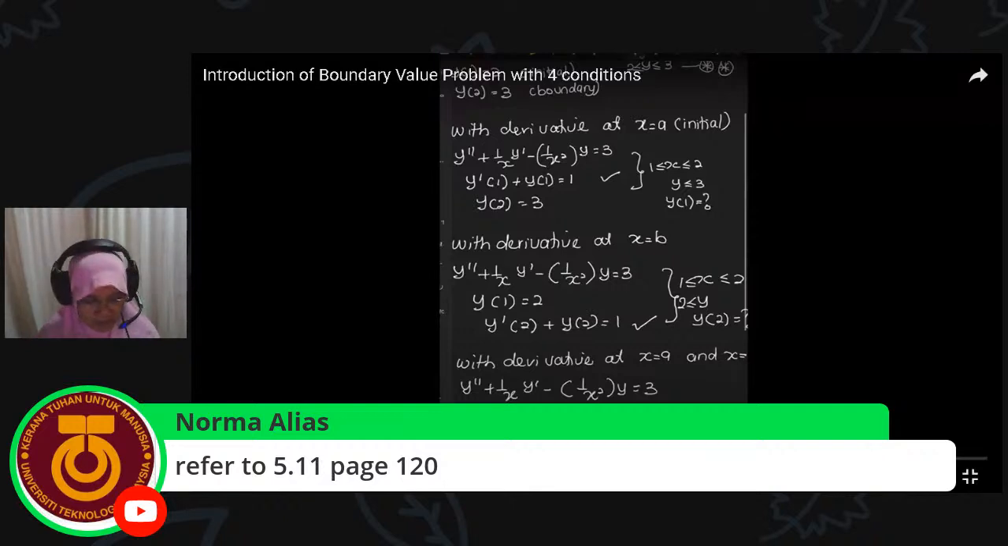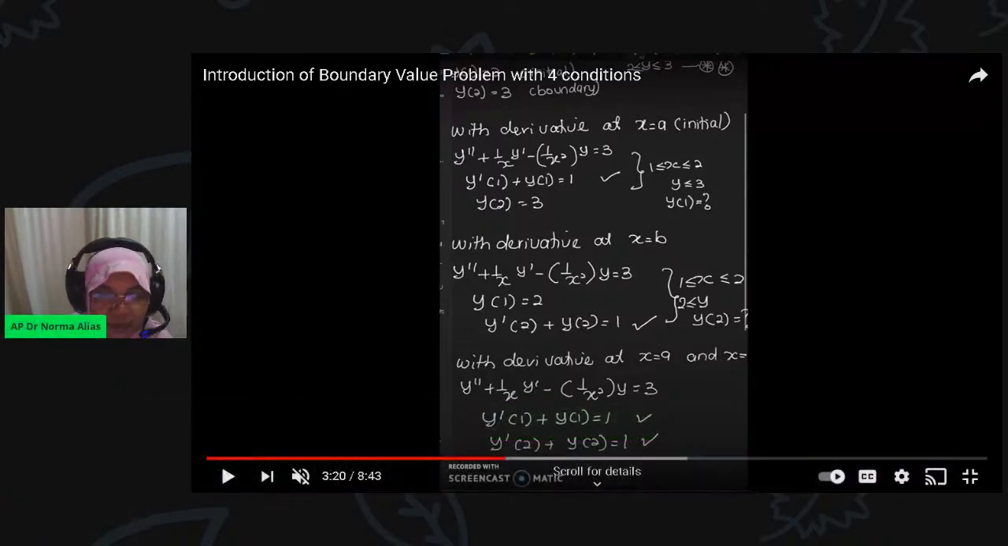And then another one, for the boundary value problem, you need to apply this. In this case, you need to use the center 3-point derivative, which is 5.8. Refer to 5.8, page 108. What is this?